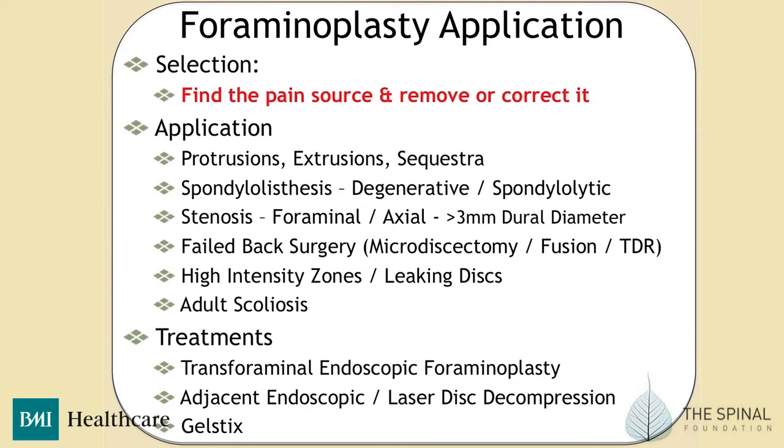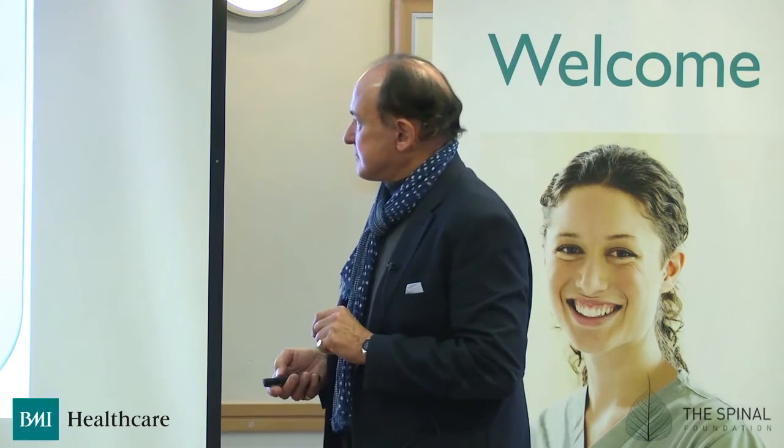With spondylolisthesis, we can open up the doorway, take the pressure of the bone and the spikes and the ligaments off the exiting nerve root, and treat foraminal stenosis in the same way. You will bump into axial stenosis or canal stenosis.